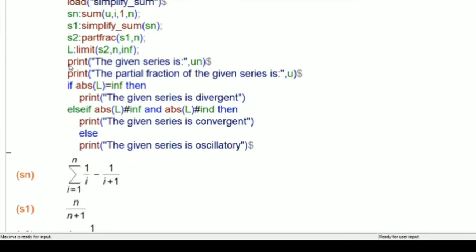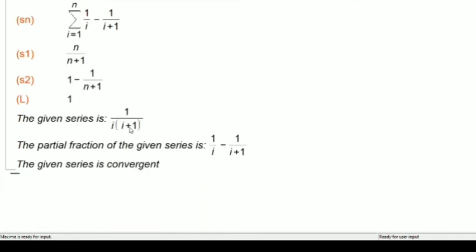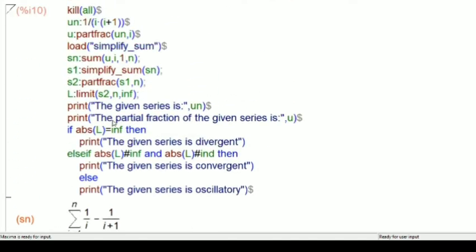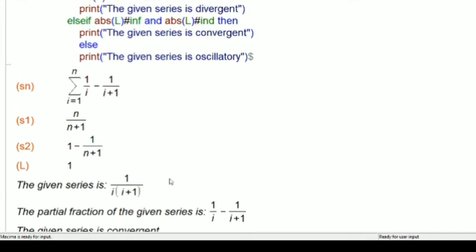And of course, we have used two commands. Print the given series is un. So it prints given series 1 by i into i plus 1. And the partial fraction of the given series is u. So partial fraction of this is 1 by i minus 1 by i plus 1. It prints both of them. That's it. This is how you have to execute. Now we'll write one more program and we'll see.